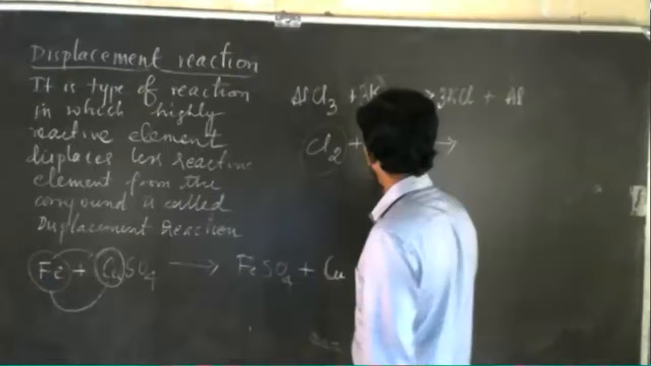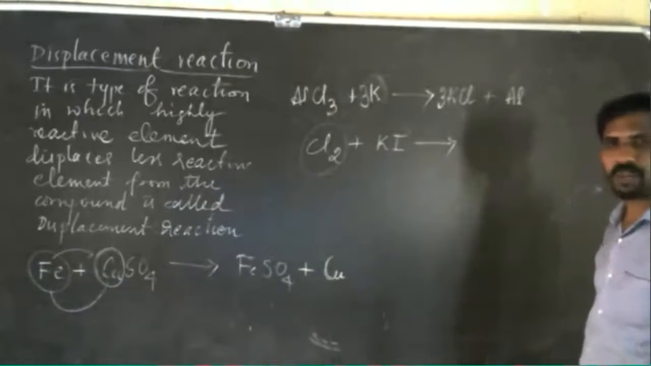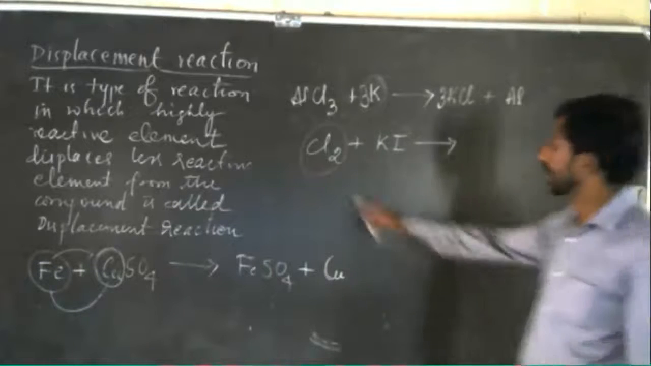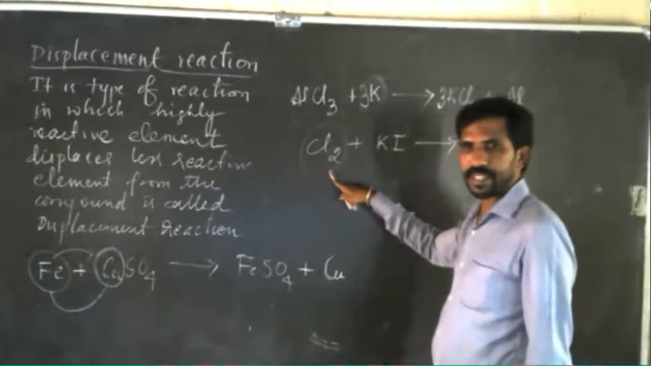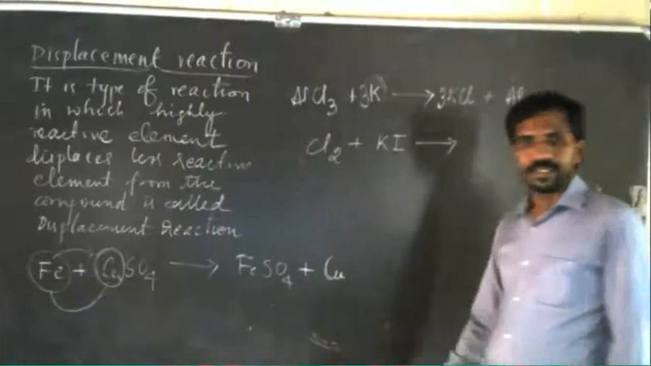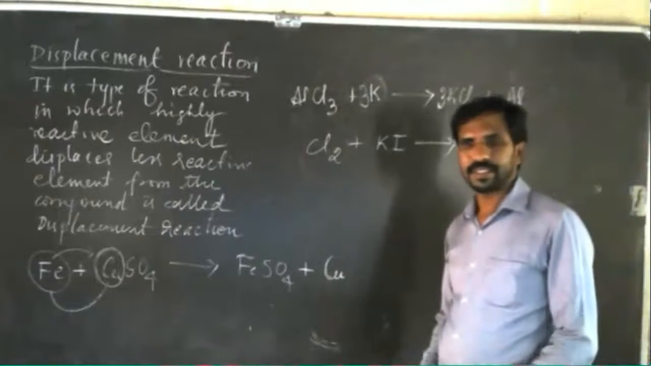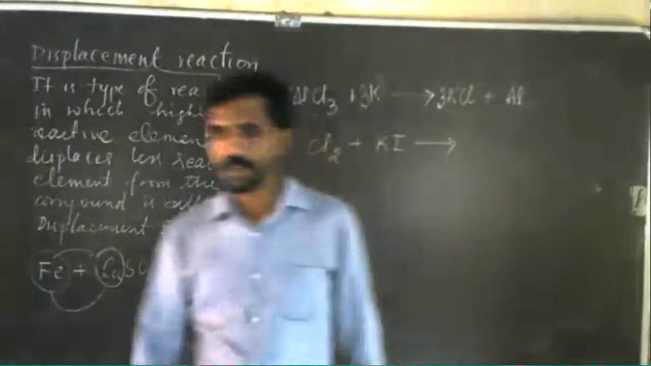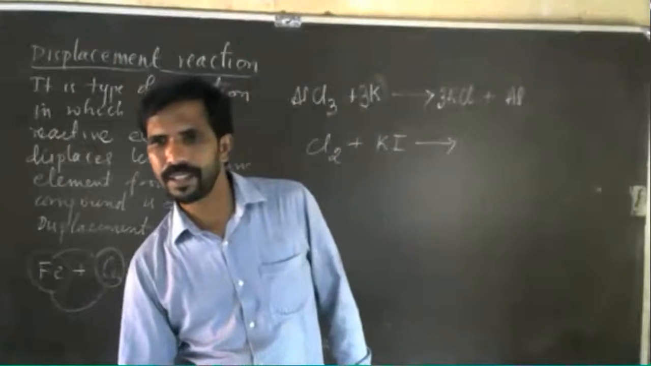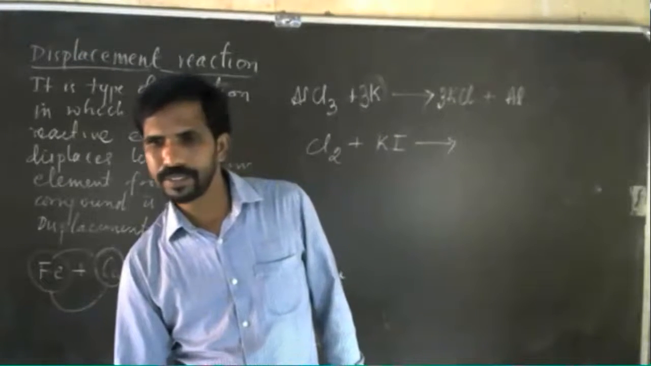Chlorine reacts with potassium iodide. In this case, they have given a non-metal. So non-metal will displace non-metal. See here, this is a highly reactive metal.